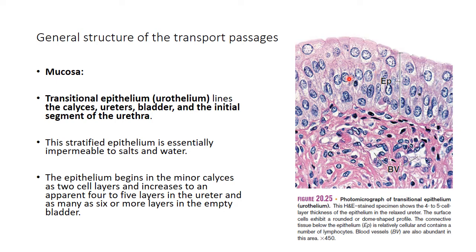That's to say, it starts, for example, in the minor calyx as 2 cell layer epithelium, and this gradually increases to 4 to 5 cell layers in the ureter, and even 6 or more layers in the urinary bladder. Essentially, this epithelium is impermeable to salt and water. So this epithelium doesn't share in any process of reabsorption of water or changing the composition of urine. These transport passages are only a conduit to transport urine from the kidney to the exterior.